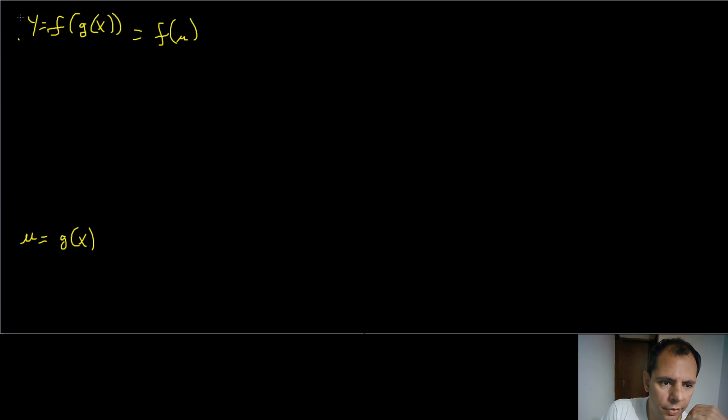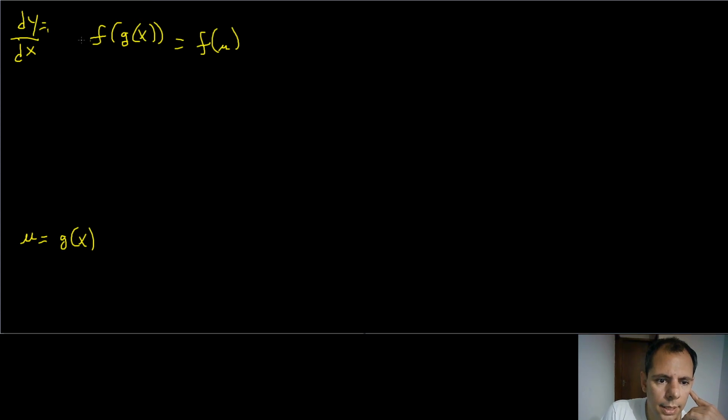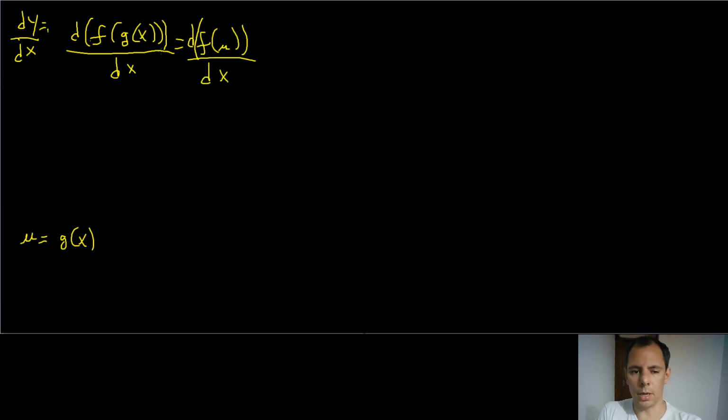So you're going to take the derivative of y with respect to x. That means that you have to take the derivative of this whole thing here with respect to x. But here's a problem. If you say that u equals g of x, that means that f from now on is going to be a function of u.